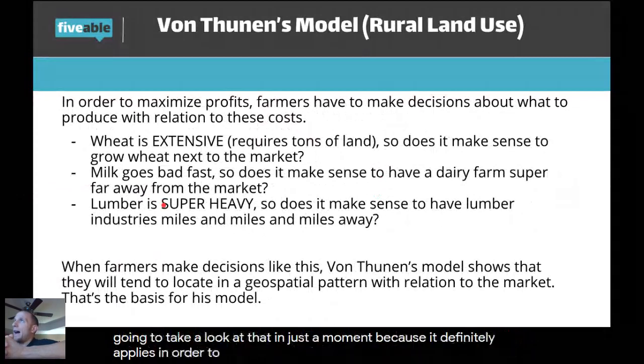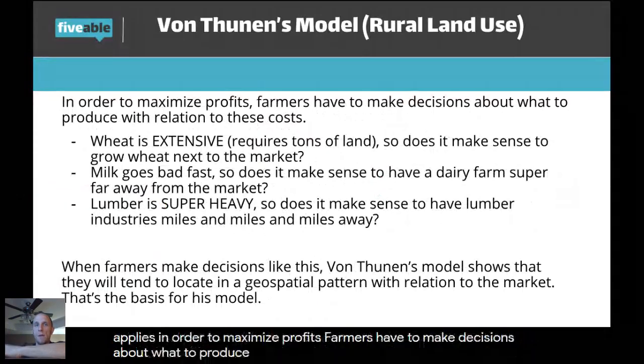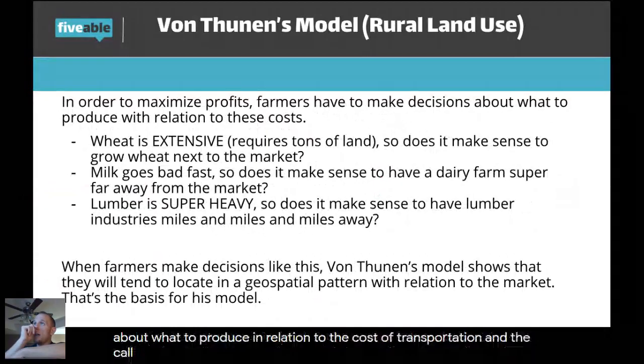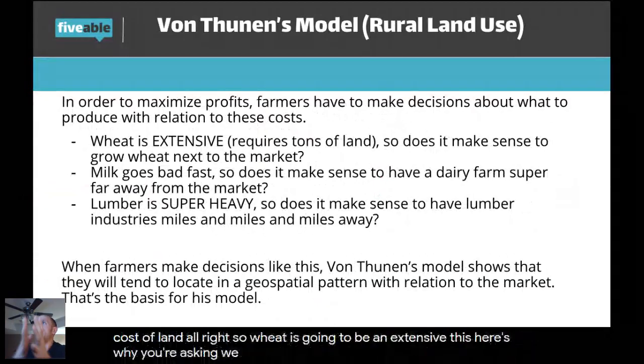In order to maximize profits, farmers have to make decisions about what to produce in relation to the cost of transportation and the cost of land. All right. So wheat is going to be extensive, meaning it requires a ton of land.